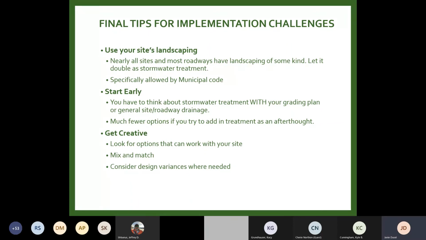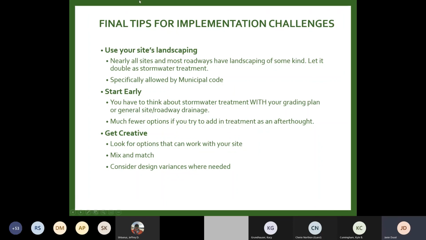Some final tips that I'll give you for implementation challenges as you're working through difficult sites. Probably the two biggest ones I could say would be use your site's landscaping. If you have landscaping of any form on your site or in your roadway or whatever the case may be, trying to let that double edge your green infrastructure treatment is going to be the easiest way that you could go.